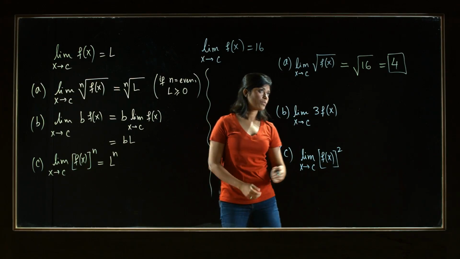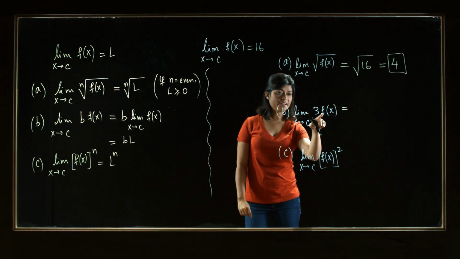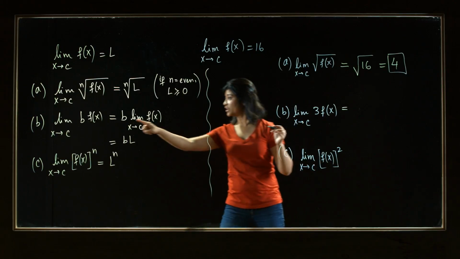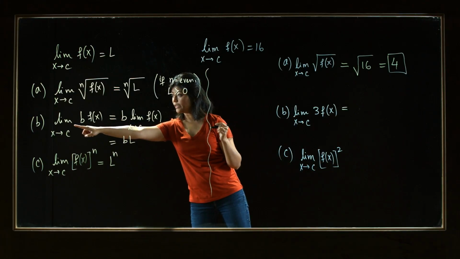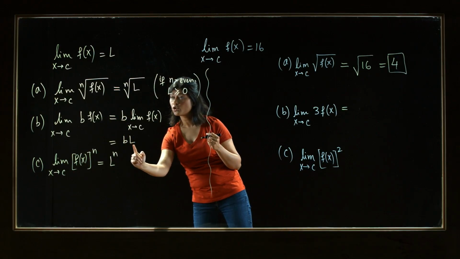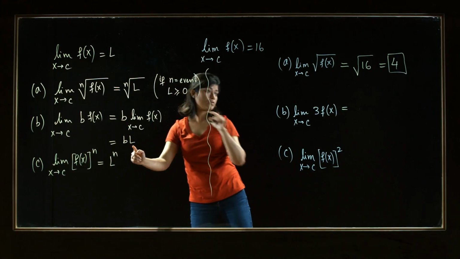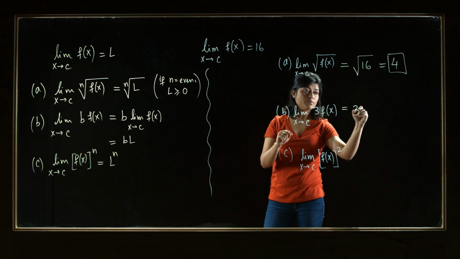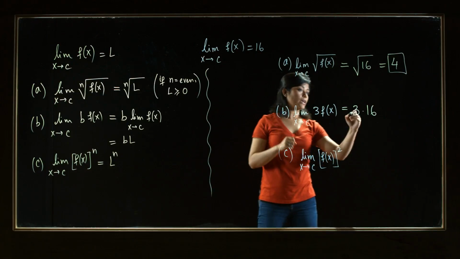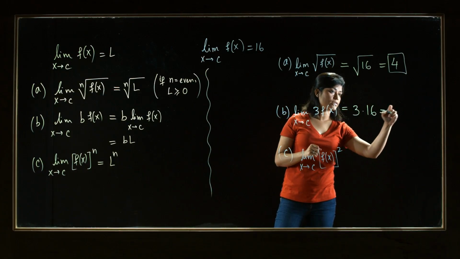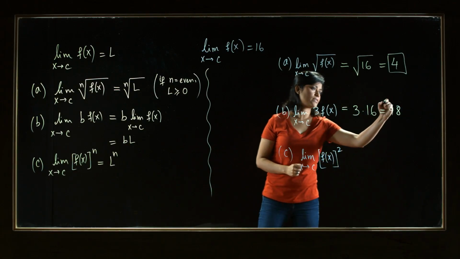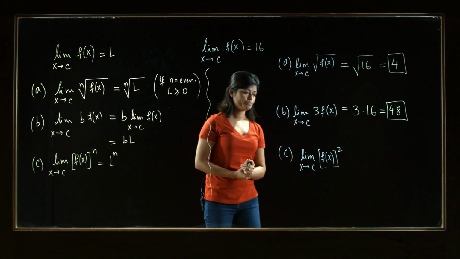Let's try the second one. Here we have the function f multiplied by 3, the scalar 3. So like I said, we can go back to property B here and see that if you have a constant, you can just multiply the constant with the original limit. So we take the constant 3, multiply with the original limit 16. And 3 times 16 is 48. So that's the answer for the second limit.